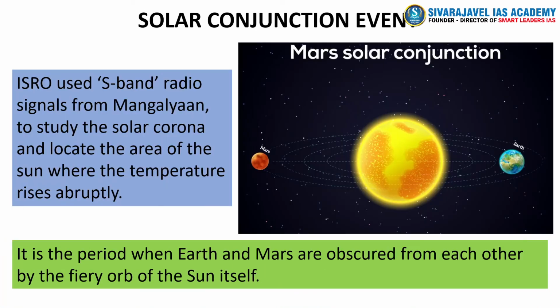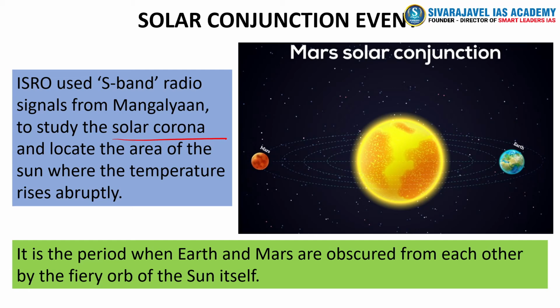The next topic is about the solar conjunction event. Here it's in the news because ISRO used S-band radio signals from the Mangalyaan. Mangalyaan, I hope you know, is the Mars Orbiter project of India. They used this S-band of Mangalyaan to study the solar corona and locate the area of the sun where the temperature suddenly rises. So they have used a satellite that we sent for Mars to study the sun. So this is in the news.